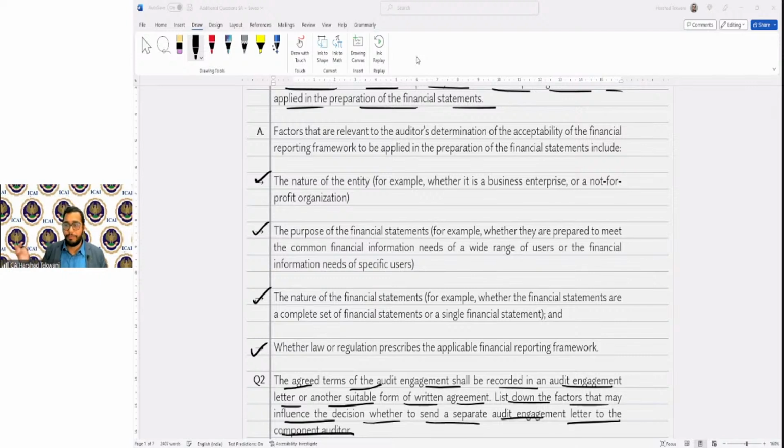So if I ask you, okay, this is a particular component auditor, now you have a principal engagement letter signed by the principal auditor, the partner who is there for the entity. Now, which are the factors that will influence the decision whether to send a separate engagement letter to the component auditor? Come on, guys, pretty easy.